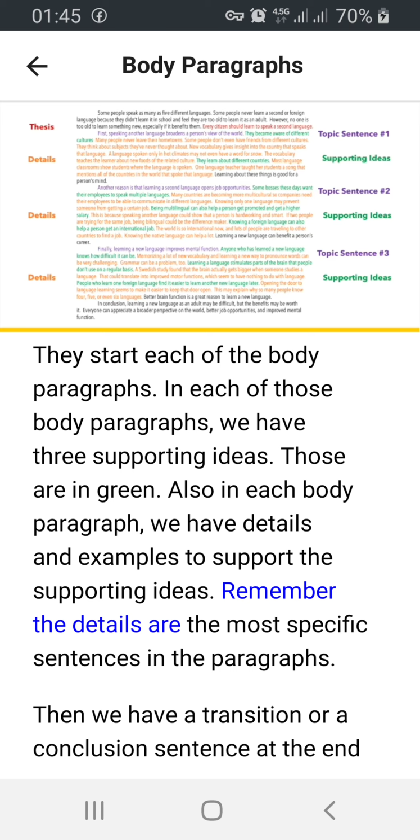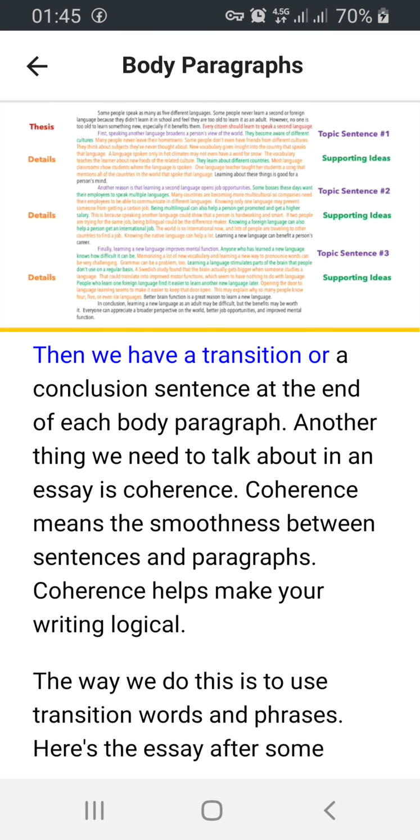Remember, the details are the most specific sentences in the paragraphs. And then we have a transition or a conclusion sentence at the end of each body paragraph.